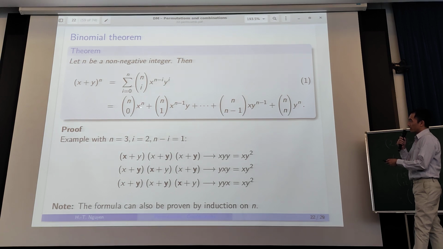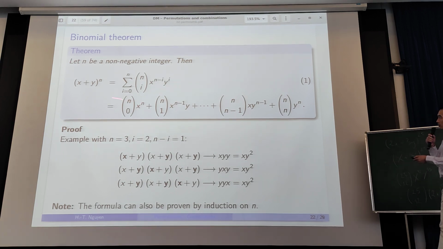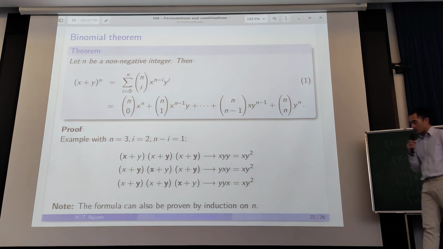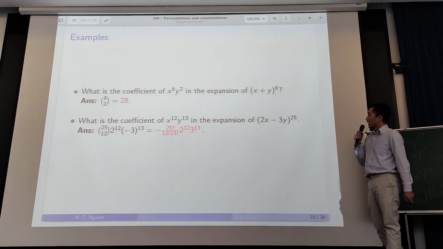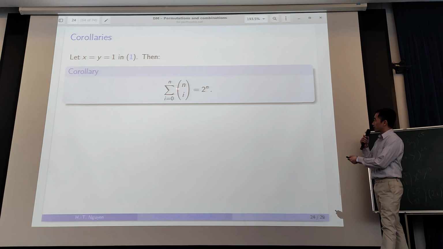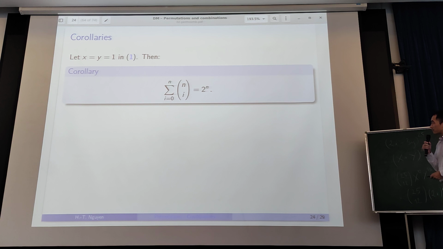So you don't have x to the power n anymore. So you only have a sum of binomial coefficients. So when x and y are equal to 1, you get this one. Here I have switched the two sides. Okay, so this was the left hand side. This was 1 plus 1 to the power n. So you can verify this. So this is a familiar formula. Okay, so it gives you the number of subsets.